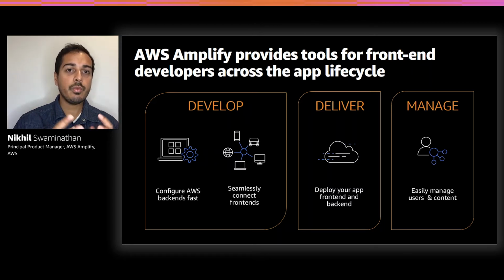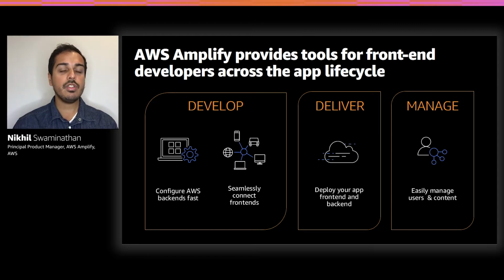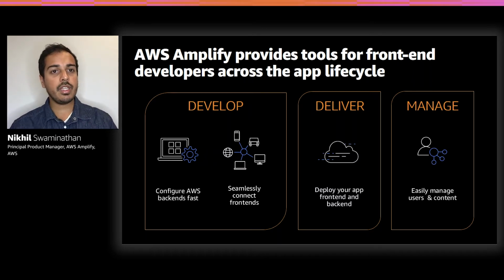So you start with an idea, you start with developing the app. The first step is configuring the backend, making sure the backend is set up the way you want. Step two of develop is connecting to that backend from your front end, be it web or mobile. And then once you've built your app, you and your team need a way to release the application, iterate on it, and test new versions in isolation from production. We have tooling to help you with delivery. And then once your app is out in the wild, you need PMs and developers to be able to manage the application content and users.